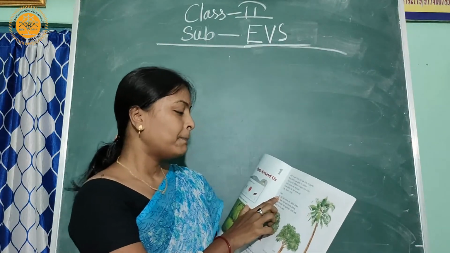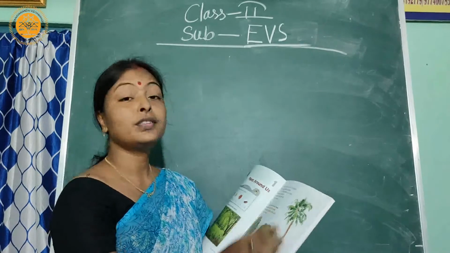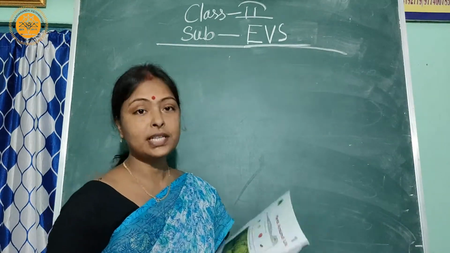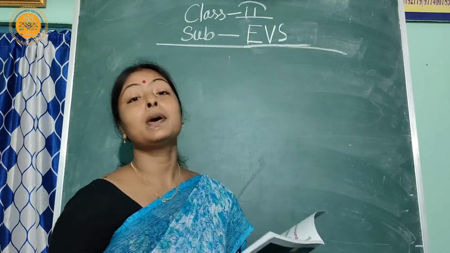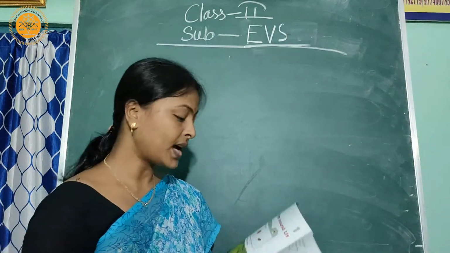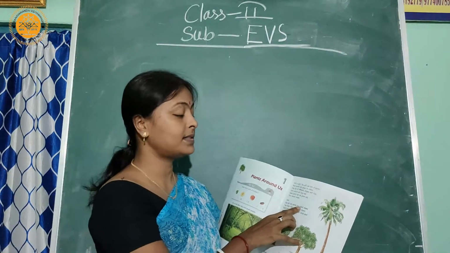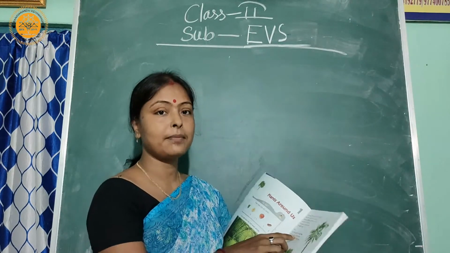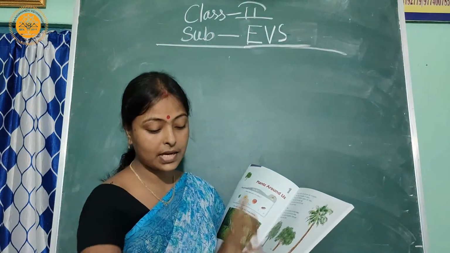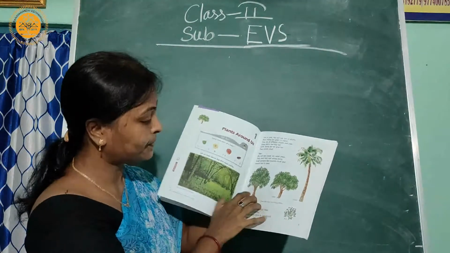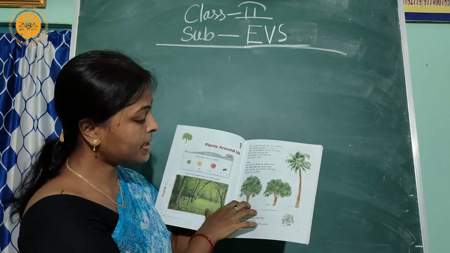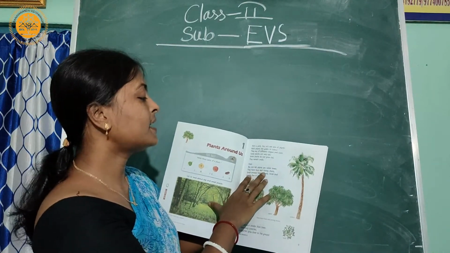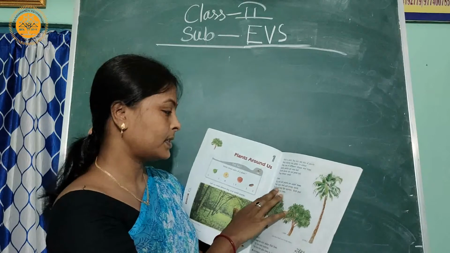Trees. Big and tall plants are called trees. If the question comes to you, what are trees? You can write big and tall plants are trees. They have hard and strong stems. The stem, which I have already told you, this is the stem. They have hard and strong stems.